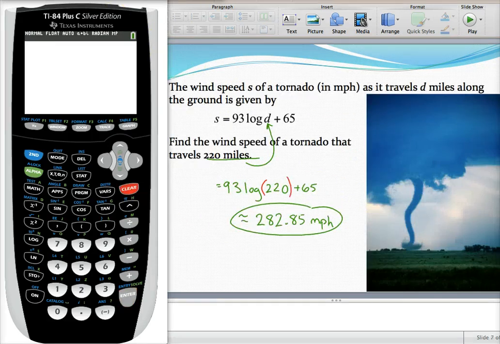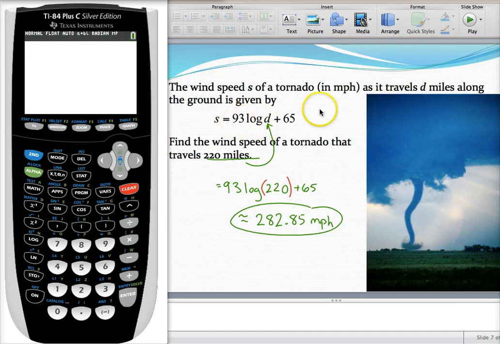And let's take a look at an application problem real quick. I'm given an equation right here. It's about the wind speeds of a tornado after it's traveled a certain distance along the ground. And notice that this has a logarithm in it, and because there doesn't appear to be a base, we know there's an invisible 10 right there. The good news is, yeah, I can use my calculator to evaluate this because I have a base of 10. So they asked me to find the wind speed when we have a tornado that's traveled 220 miles along the ground. So that's going to be our input value.